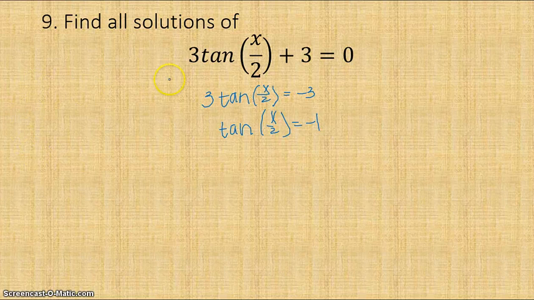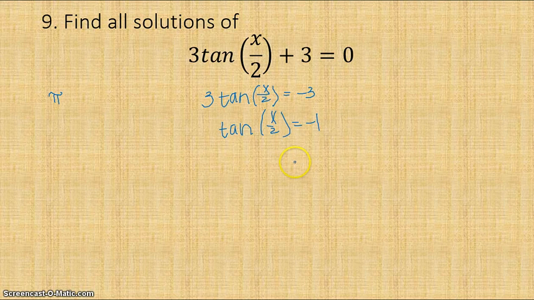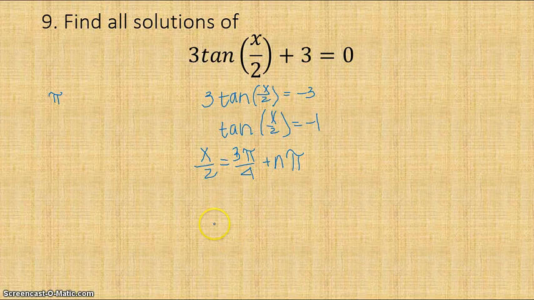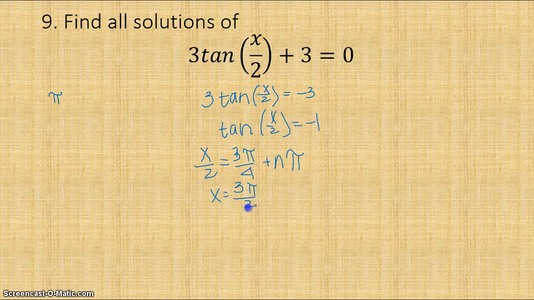But if you remember, tangent's period is just pi. So I only have to list the ones that go from between 0 and pi, and it'll take care of itself. So x over 2 equals 3 pi over 4 plus n pi. Multiply everything by 2. So I get x equals 3 pi over 2 plus 2n pi. And that's my answer.